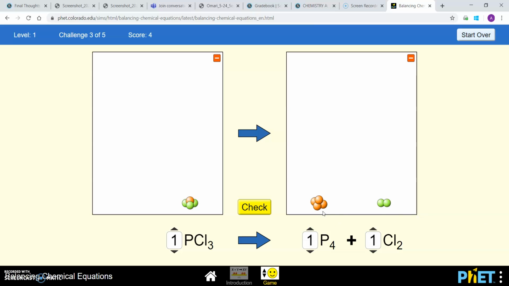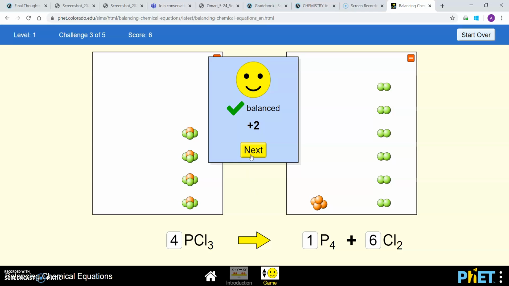I see I've got 4 of the red phosphorus atoms here, which means I have to have 4 on the left. So the red ones are good. Now looking at the green ones, I've got 3, 6, 9, 12 in total. Here I've got 2. Now 4, 6, 8, 10, 12. 4 of the red phosphoruses and 12 of the green chlorines on each side. There you go.